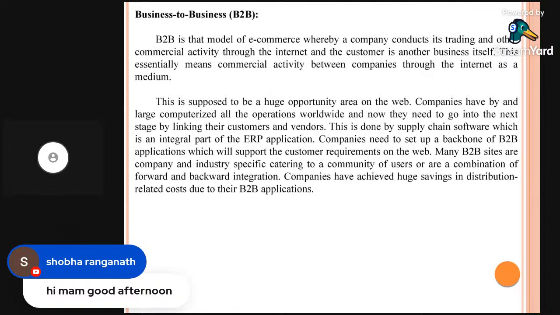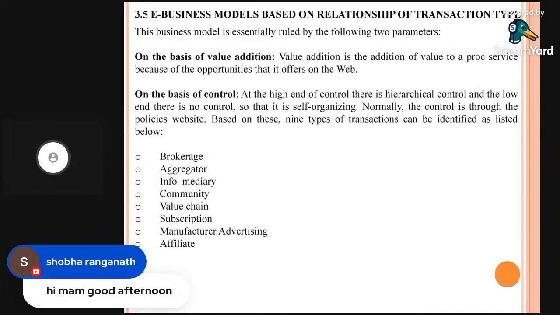Now, apart from these things, we have to understand the different components, like e-business models based on the relationship of transaction type. Earlier we were discussing the relationship of transaction, and now it is the concept of transaction type. On the basis of value addition, we have value to pro service because of the opportunities offered on the web, and the second one is on the basis of control. Here control is the hierarchical control, and at the low end there is no control, that is self-organizing. Usually control means controlling through the policies of websites.